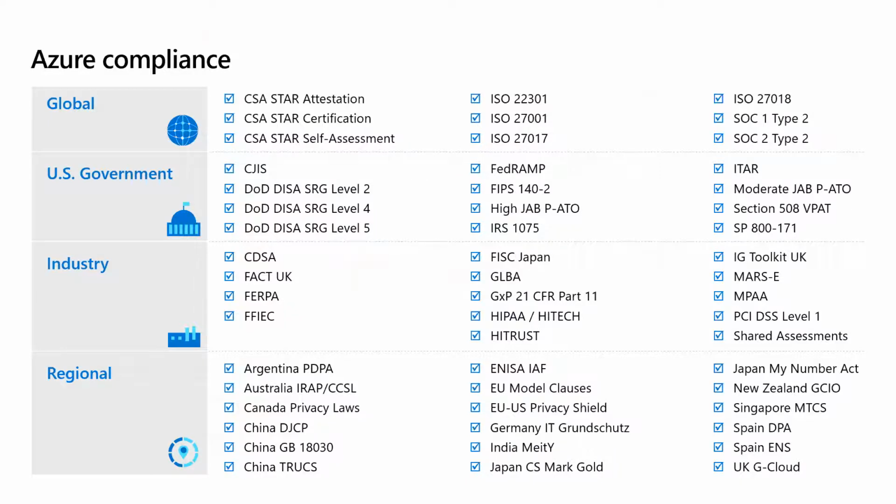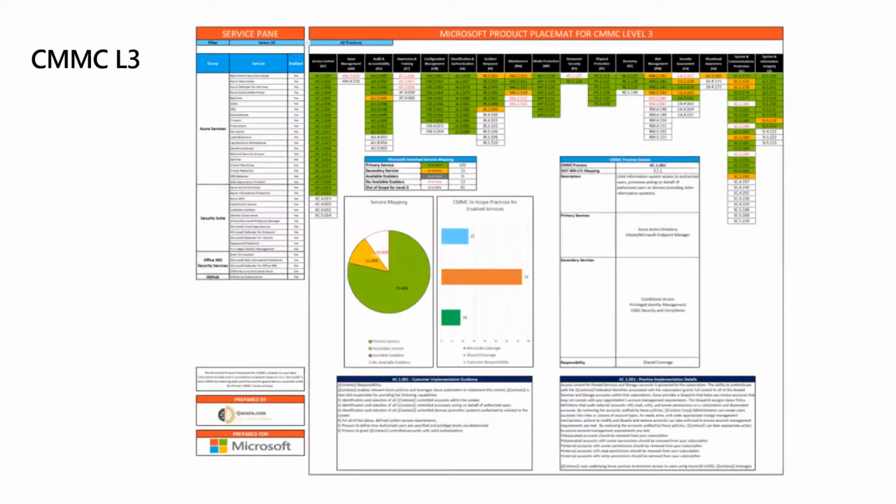But we can still help you through that. And on the discussion of CMMC level 3, we're taking it very seriously. In fact, this is a screenshot of what we call our product placemat, where we talk about all the different things that we do specifically around CMMC level 3. And with that, I actually want to jump into a demo, but before I do, I see there's 9 chats in there.